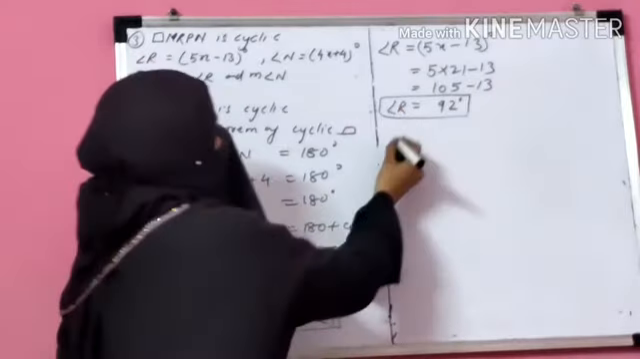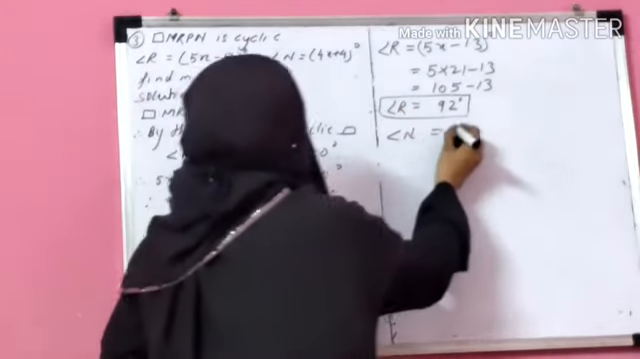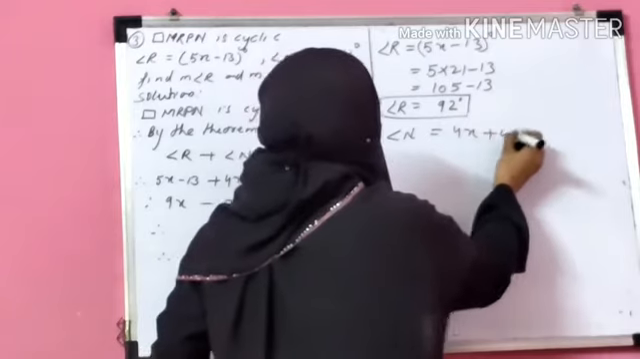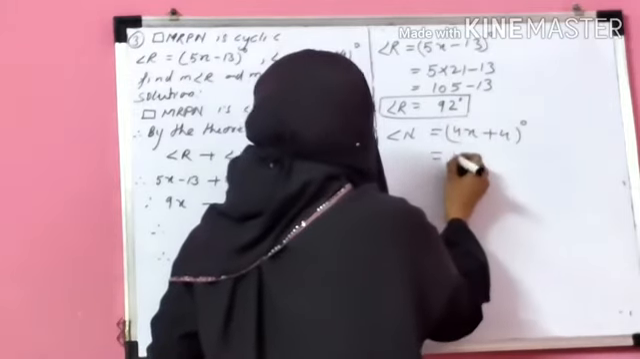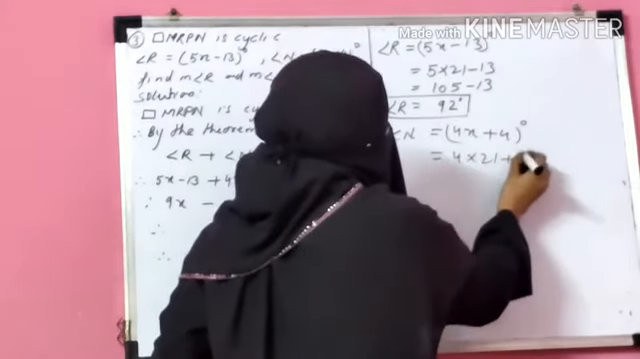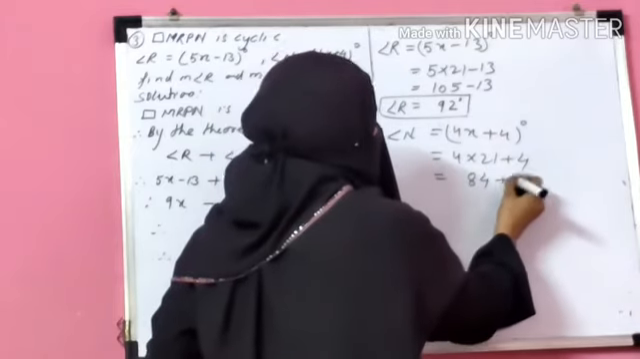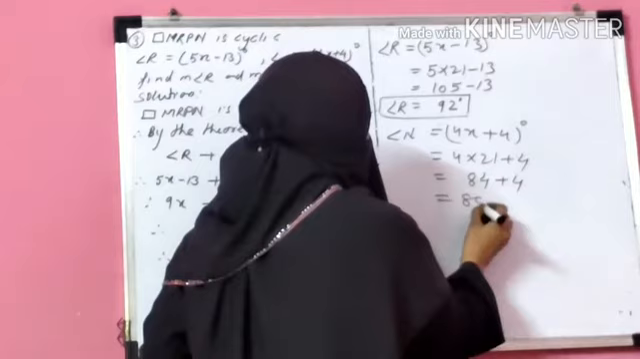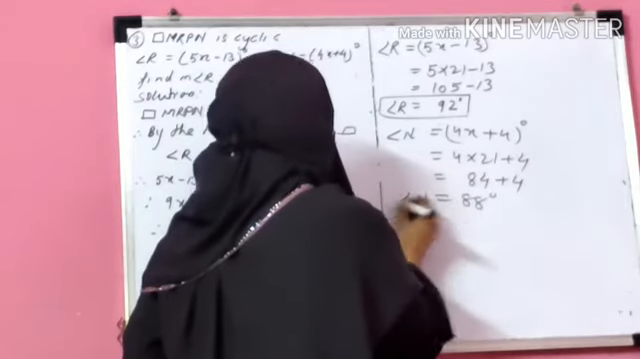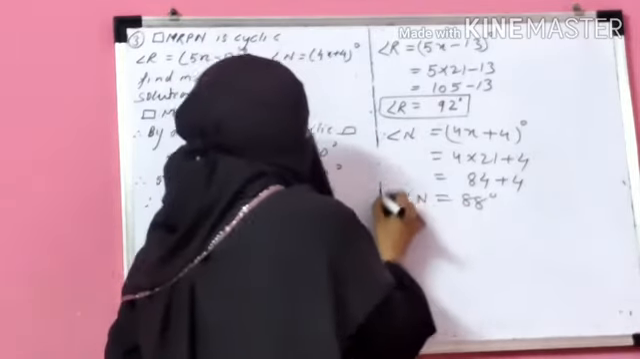Next you have to find angle N. Angle N is nothing but 4x plus 4 degrees. So 4 multiplied by 21 plus 4. So 4 1s are 4, 4 2s are 8. 84 plus 4 is 88 degrees. Got it? So here angle N is 88 degrees.